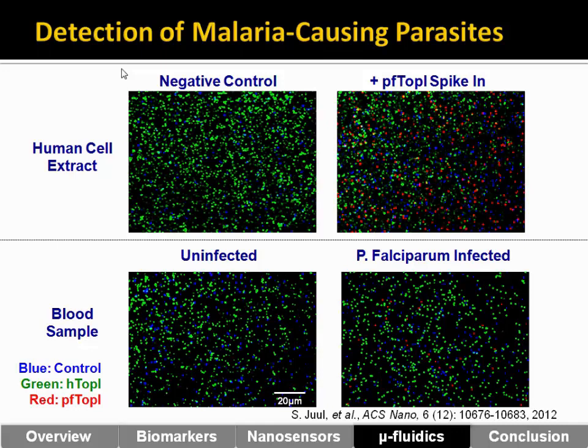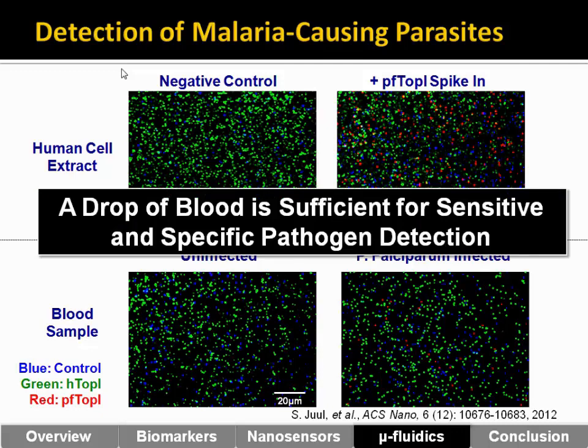The bottom row is the real data obtained from patients. On the left is a sample from an uninfected person, so we can only see green and blue spots, and on the right is the infected malaria patient. So we can easily count the red spots, which are related to the malaria infection. The most valuable aspect of this assay is that we only require a small drop of sample, which is sufficient for this sensitive and specific pathogen-based detection.